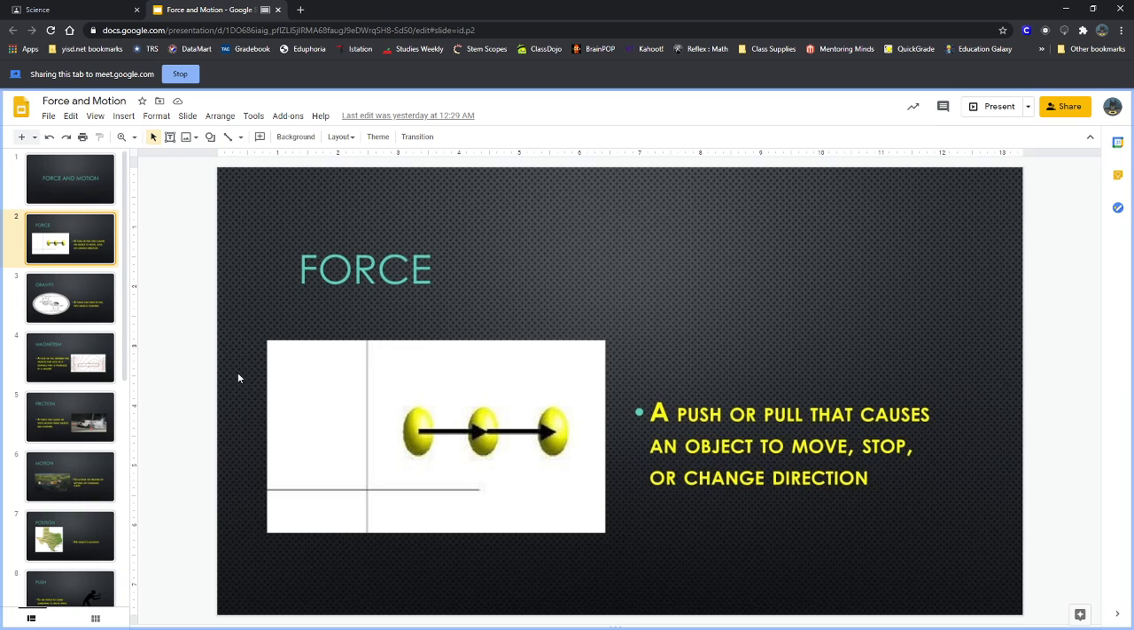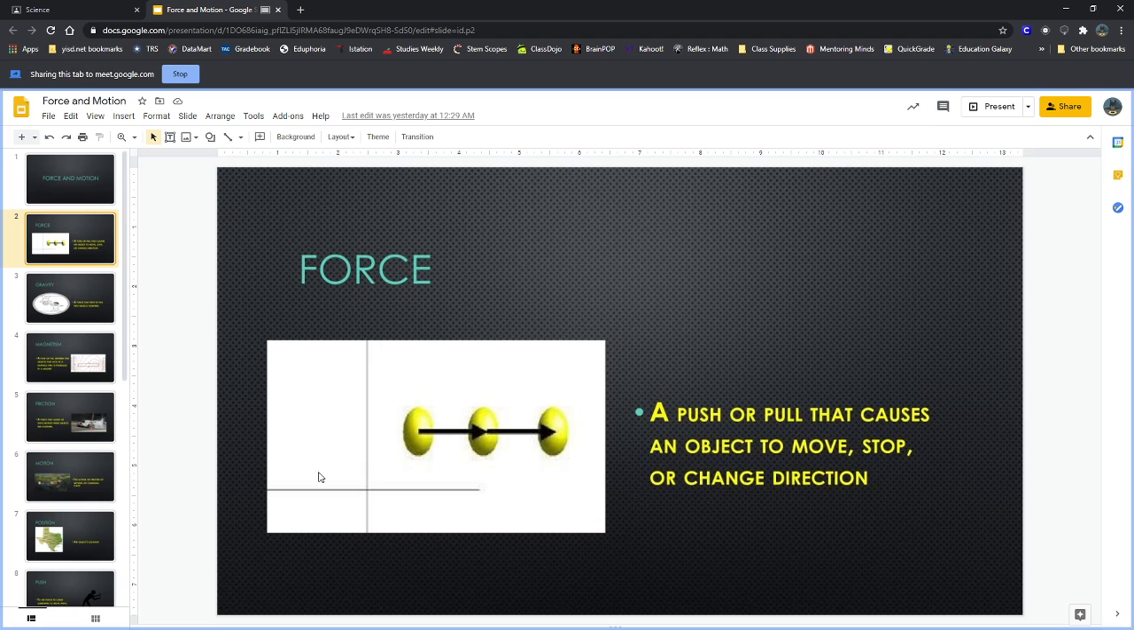Okay? Like I told you yesterday, when we're talking about forces, we can split them into two big groups. Number one, a push, or number two, a pull. Two main groups that we can split forces into, either a push or a pull. What a force does is when you apply that force to an object, it makes it move. Or if it's already moving, it can make it stop, or it can make it change the direction that it's moving.